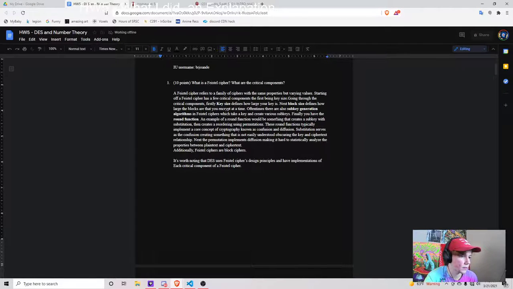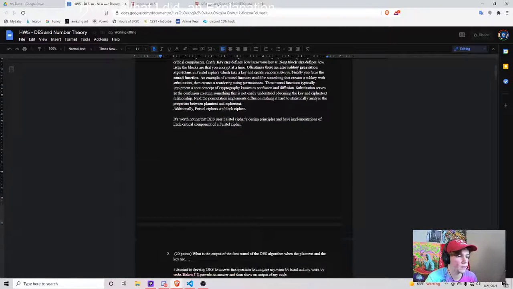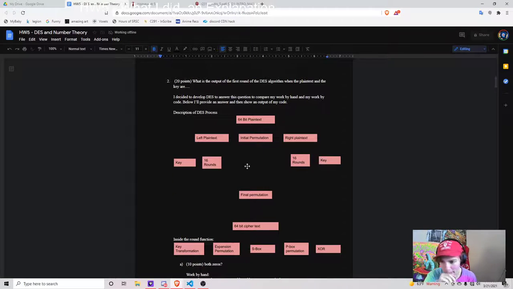Expansion of the key using substitution, reordering the key using permutation. These are examples. And some of the key components would be, let's see what I wrote here, your key size, your block size, various variables like that. Alright, so number 2, for this one, I wanted to understand better what DES does.